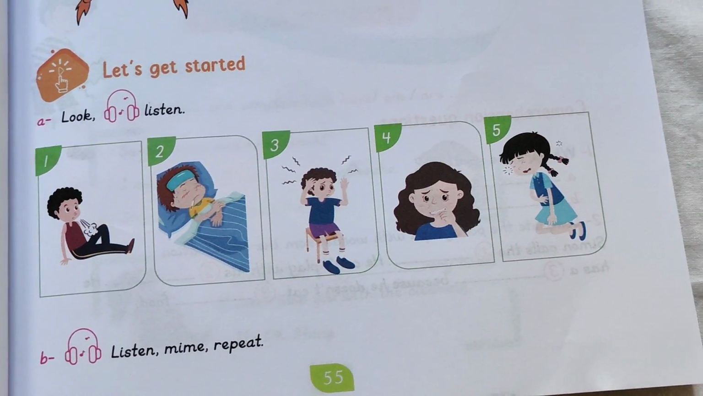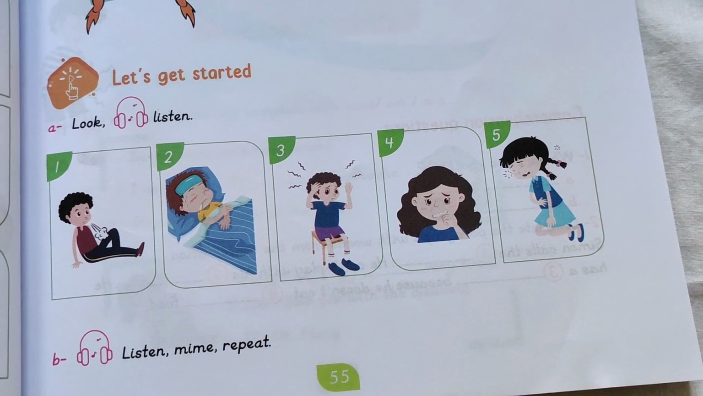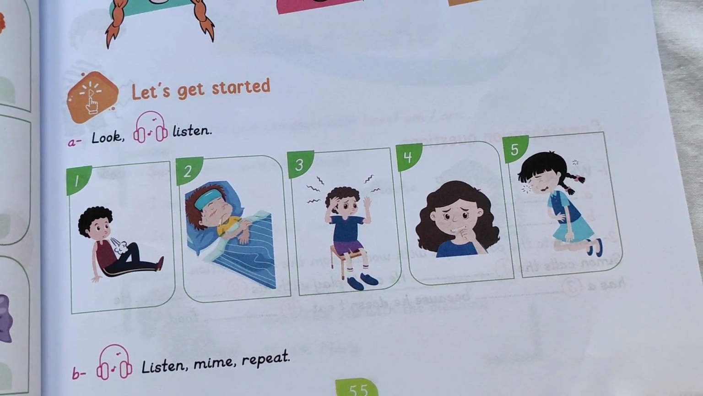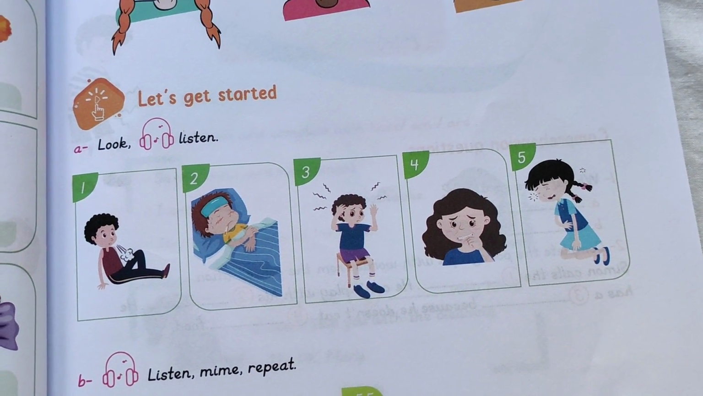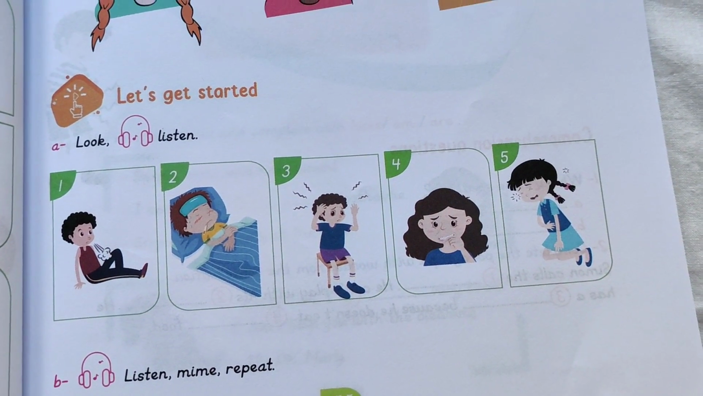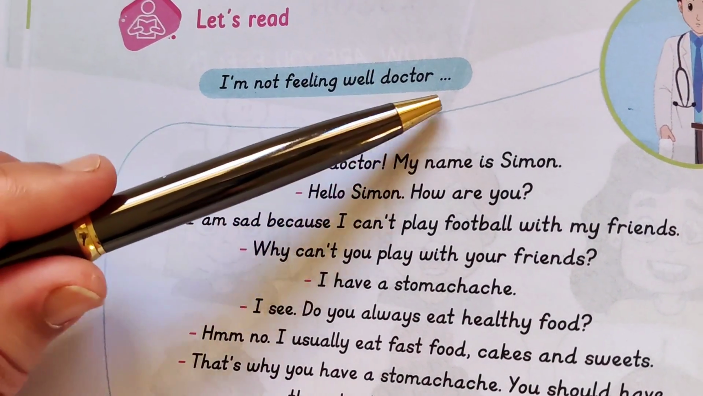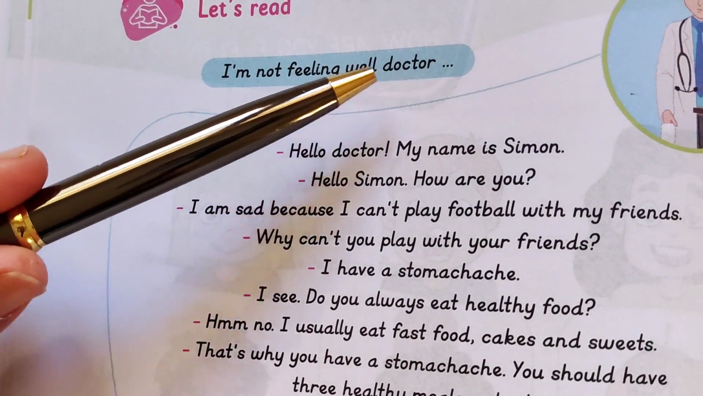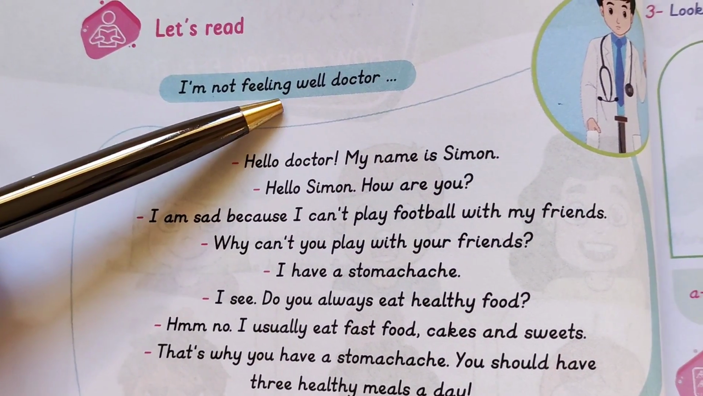Let's get started. Look, listen. Picture number one, he is tired. Picture number two, he is sick. Picture number three, he has a headache. Picture number four, she has a toothache. Picture number five, she has a stomach ache. Let's read. I'm not feeling well, doctor.